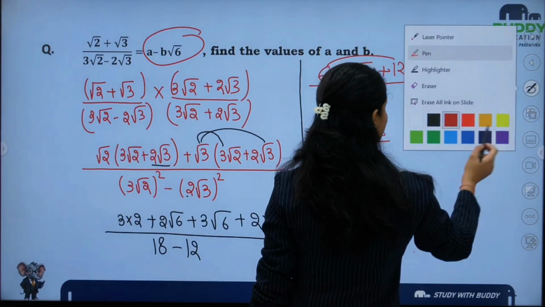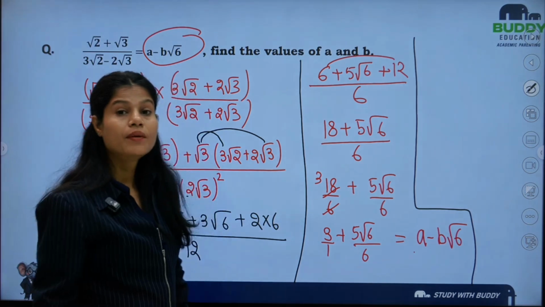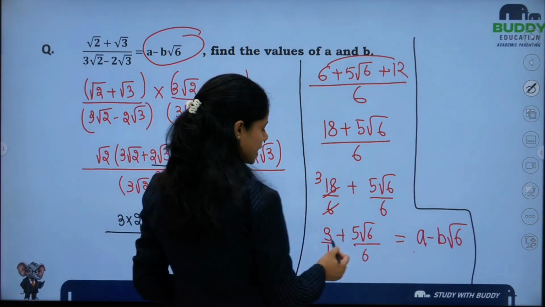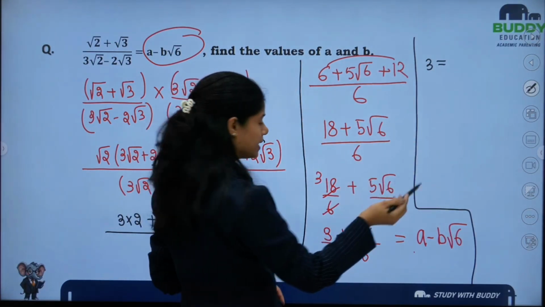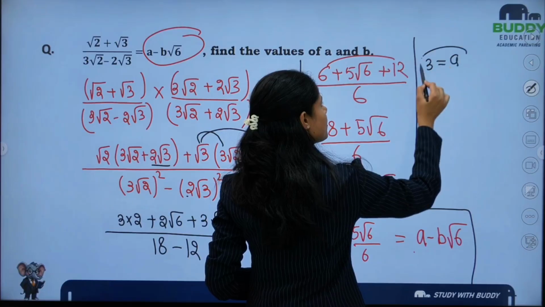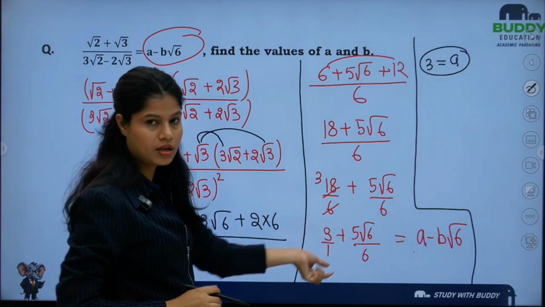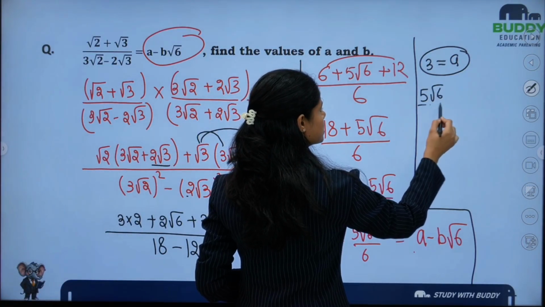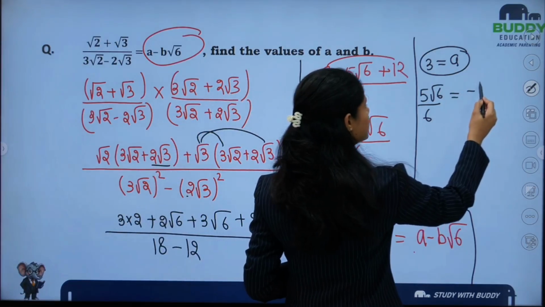So after this, all you have to do is a simple comparison. When you compare, the rational part over here is 3 and the rational part on the RHS is a. So the value of a is equal to 3. And when you compare the remaining part, over here the irrational part is 5 root 6 divided by 6 and the irrational part over here is minus b root 6.